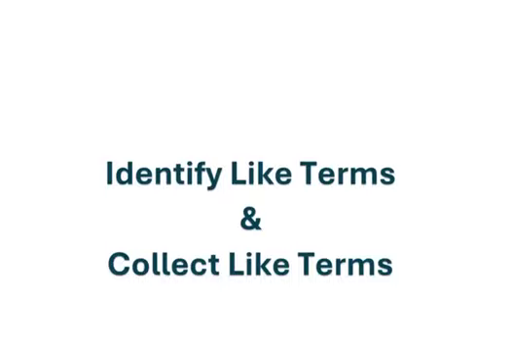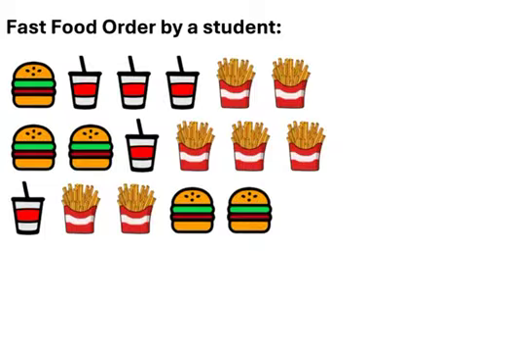Hi everyone, let's learn how to identify like terms and collect like terms. Here's a fast food order by a student. He said, I want 1 burger, 3 drinks, 2 chips. Sorry, can you please add another 2 burgers? Another drink and 3 chips. Sorry, I just want to add 1 more drink, 2 more chips, and 2 more burgers.